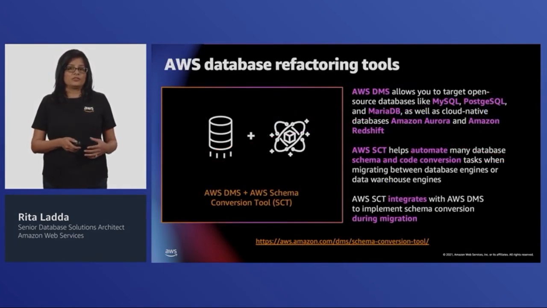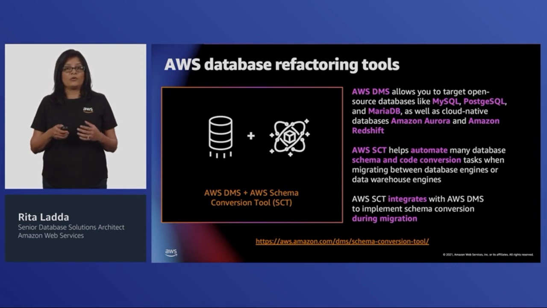We already introduced DMS for SQL Server to SQL Server migration. However, DMS can also perform heterogeneous migration across databases like MySQL, PostgreSQL, Amazon Aurora, and Redshift. Refactoring your database to one of these offerings usually requires changes to database schema and associated application code. And that's where AWS Schema Conversion Tool comes in.